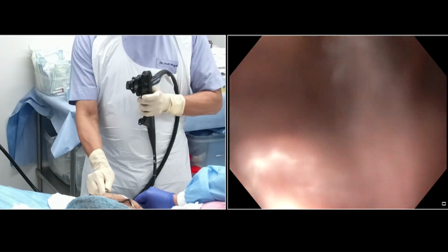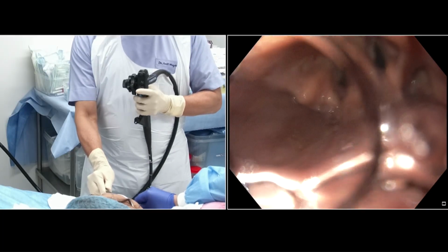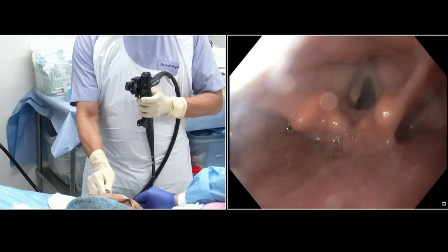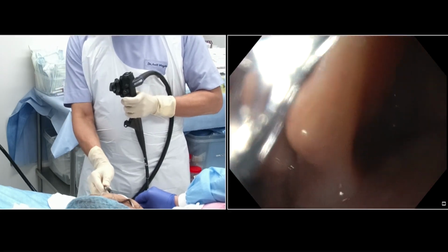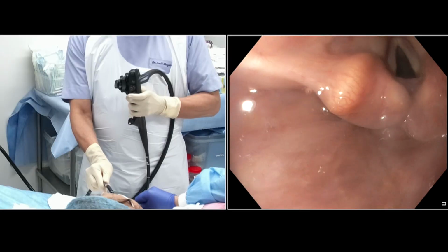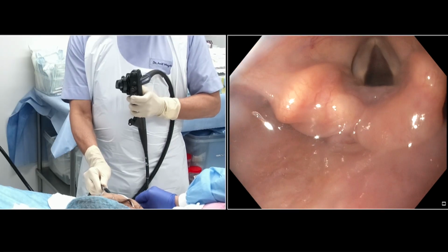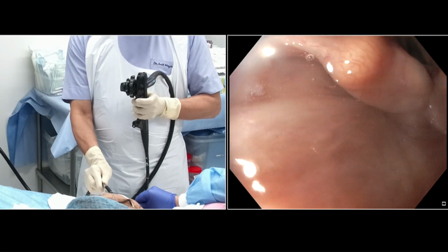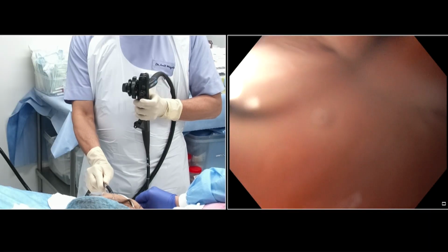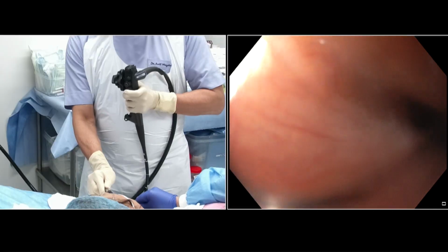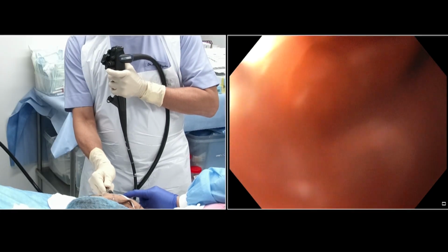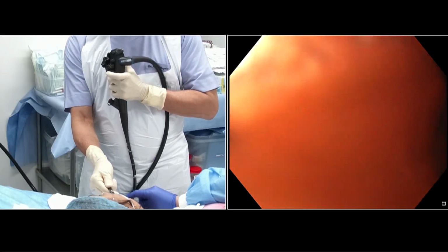I am holding the shaft of the scope, that is the insertion tube of the scope, with my right hand. Now keeping the scope in this position, I am starting the suction now, and keeping the scope in this position, now I have to go along one of the pyriform fossa. I am going to go along the left pyriform fossa. I am passing the scope, turning the shaft of the scope slightly to the right and gently pushing it inside.